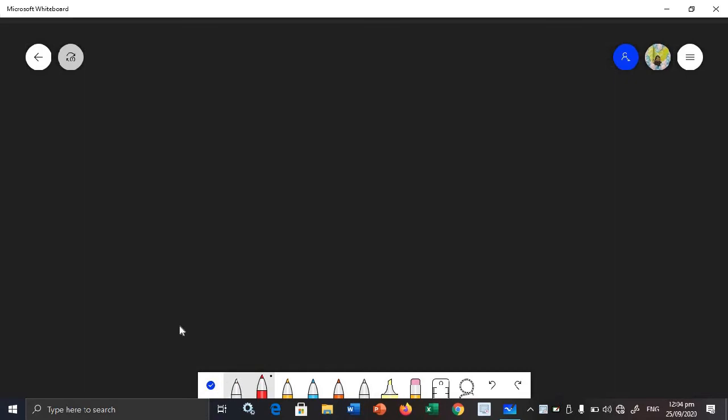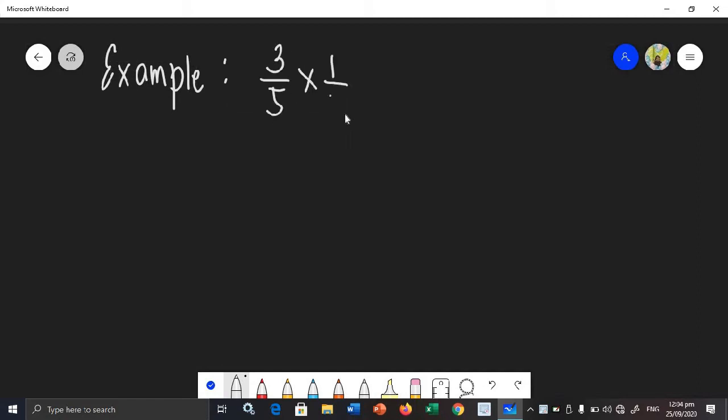Let's say we have this example number 1. The given is 3 over 5 times 1/2. What will be the product of this proper fraction? The given are proper fractions, right? So we are looking for their product. In multiplying fractions, all you need to do is multiply the numerators and then multiply the denominators, and then simplify the product if necessary.